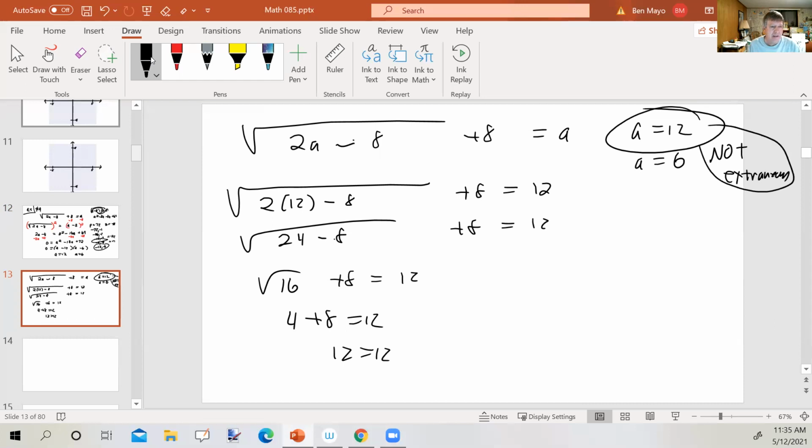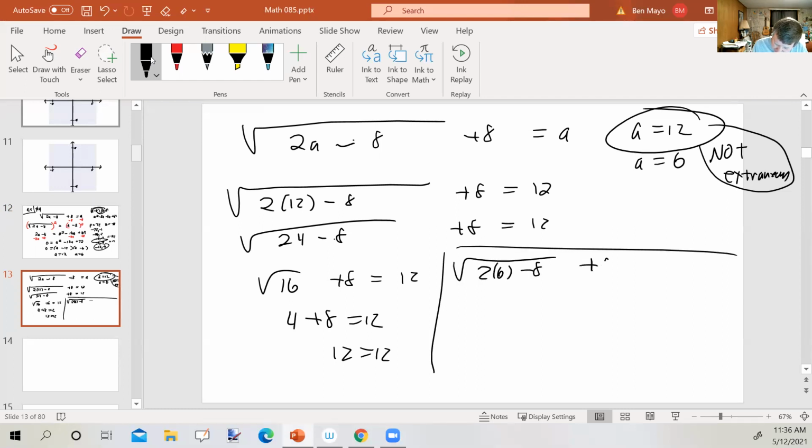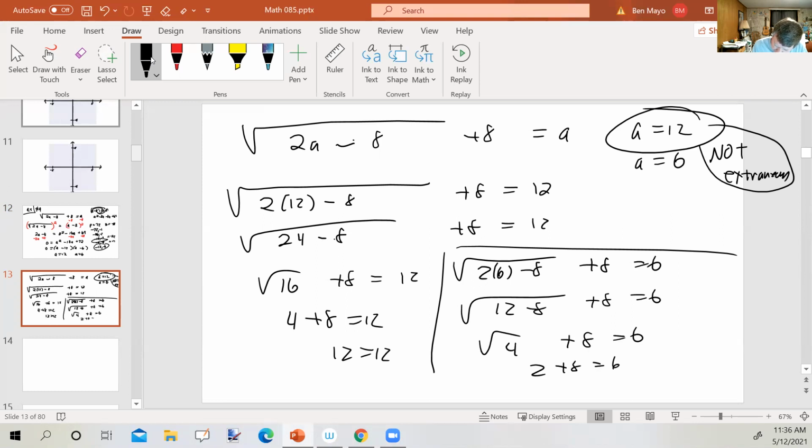Okay. Let's take the a equals 6 and plug that in. 2 times 6, 12 minus 8, the square root of 4, 2 plus 8 equals 6. 10 equals 6. So that one is not good. So that one is extraneous.